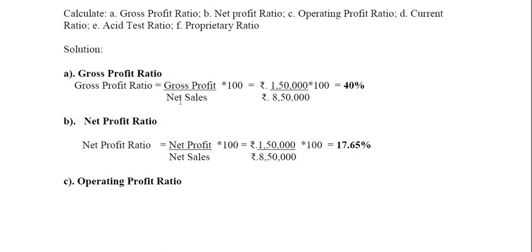Gross profit ratio is equal to gross profit divided by net sales into 100. So you will get 40%. This could be compared with the gross profit ratios of earlier years, or with other firms in the same line of business, or with the standard ratio. What it means is, if you sell goods of ₹100, you are going to make a gross profit of 40 rupees.